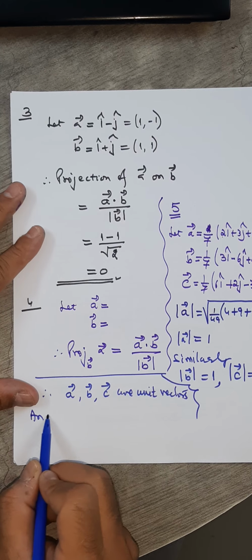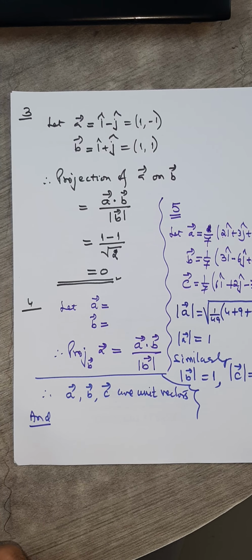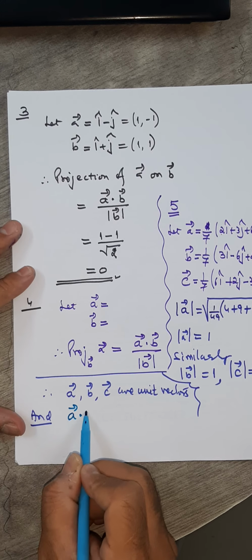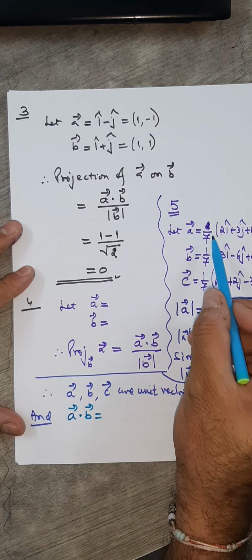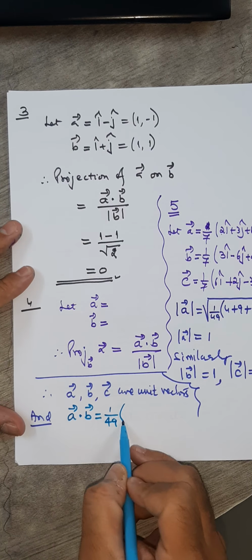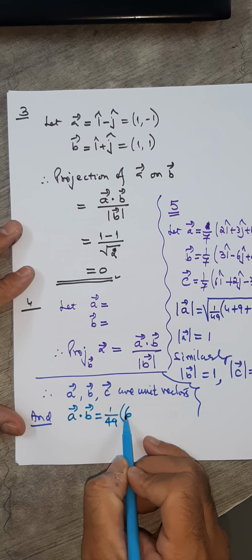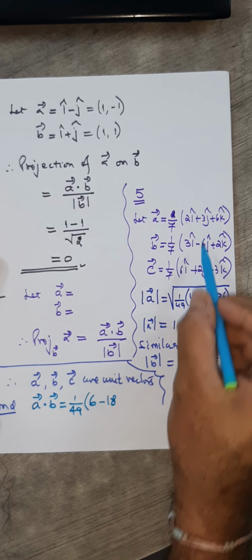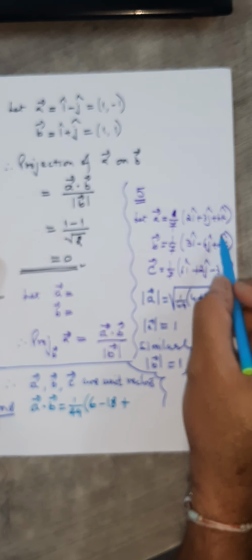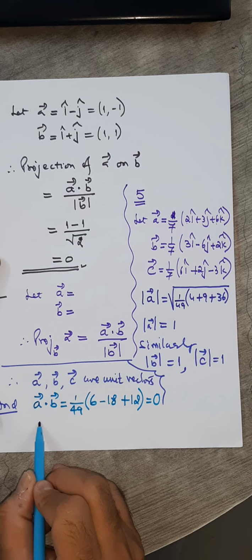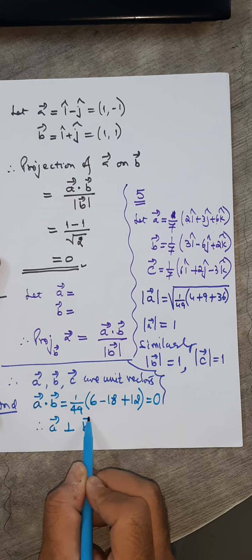Fine. And now what do you want to show? You want to show that they are mutually perpendicular. How will we show they are mutually perpendicular? We get the dot product. I'll find vector A dot vector B. So what is that? 1 by 49 outside here, remember. 1 by 7, 1 by 7. Now 2 into 3, which is 6. 3 into minus 6, which is minus 18. Plus 6 into 2, 12. So this is 0. Therefore, vector A is perpendicular to vector B.